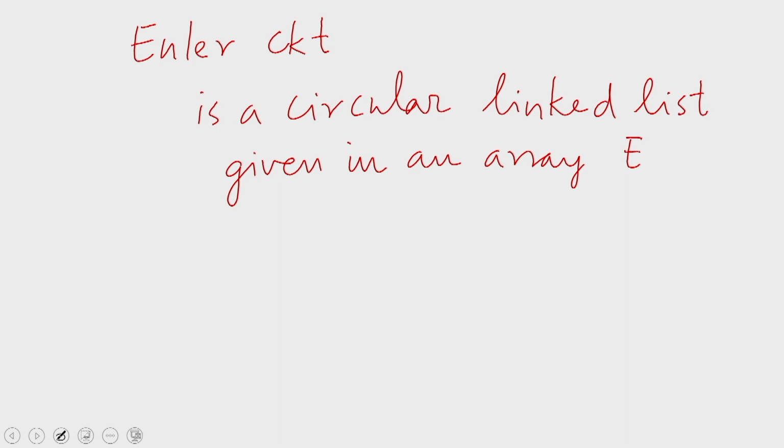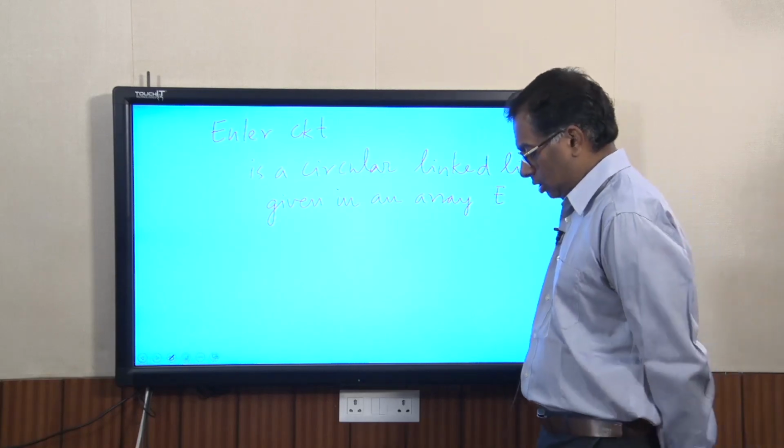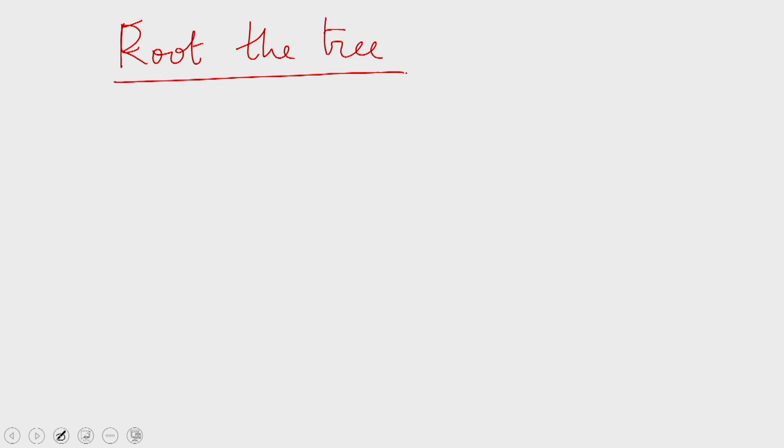Which contains the adjacency list entries. So, we have managed to stitch the original adjacency list entries through a new set of pointers, and this stitched up circular linked list is what the Euler circuit is. Now, let us see how we can make use of this Euler circuit to achieve various ends. So, the first thing that we want is to root the tree at some vertex V.